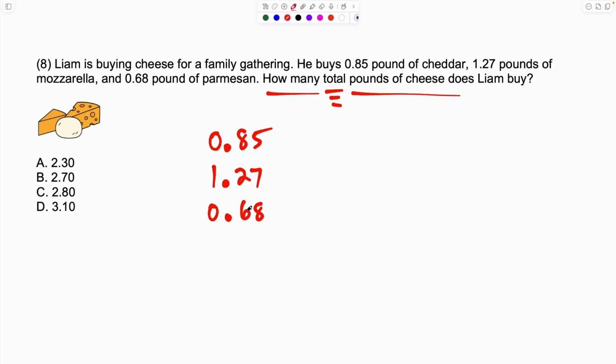Okay, so this is the three types of cheeses that he is getting, and we're going to add these three together. Okay, so we could add 3 at a time. We just have to be careful. So we have 5 plus 7 is 12, and then 12 plus 8 is 20. So we put a 0, and then we carry the 2. And then we have 2 plus 8 is 10, 10 plus 2 is 12, and 12 plus 6 is 18. So we write an 8 and carry the 1 and bring down the decimal. So now we have 1 plus 1 is 2, and this tells us that Liam is buying 2.80 pounds of cheese in total, choice C.